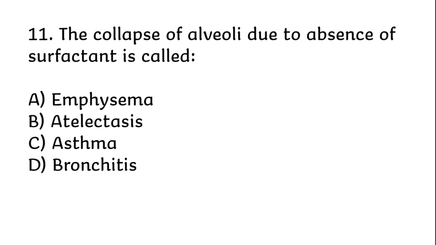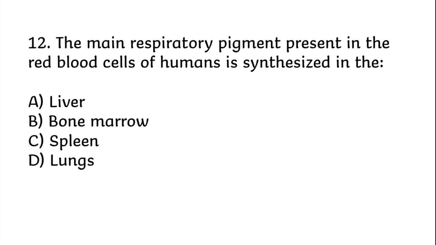The collapse of alveoli due to absence of surfactant is called. Correct answer is atelectasis. The main respiratory pigment present in the red blood cells of humans is synthesized in the. Correct answer is bone marrow.